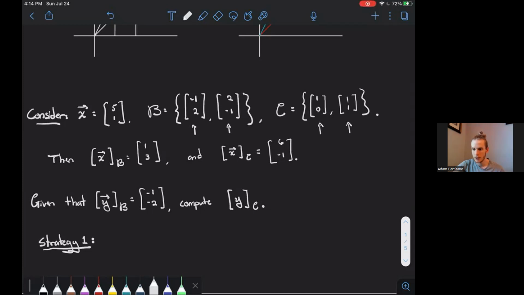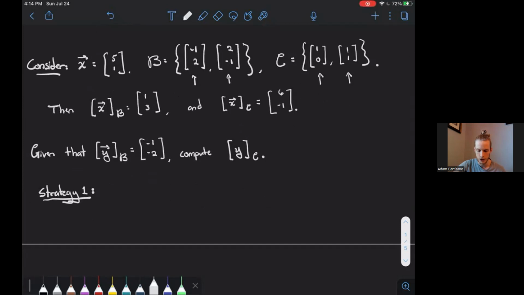So we have a problem that we want to solve. Given some vector y, suppose you know its coordinate vector with respect to B is (-1, -2). Then they're asking you to compute the coordinate vector of y with respect to C.